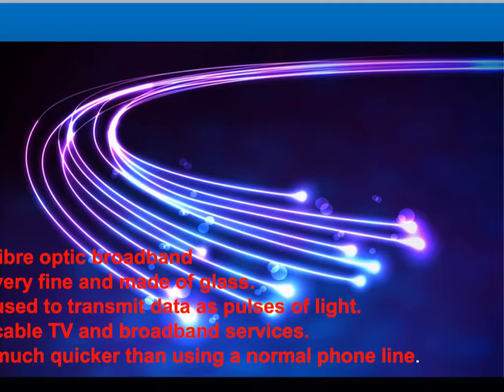Total internal reflection is very useful to us. It can be used in fibre optic broadband. Fibre optic cables are very fine and they're made of glass. They're used to transmit data as pulses of light. They're used in cable TV and broadband services. They're much quicker than using a normal phone line. Information can also be multiplexed, which means you can send a number of signals down the cable at the same time.